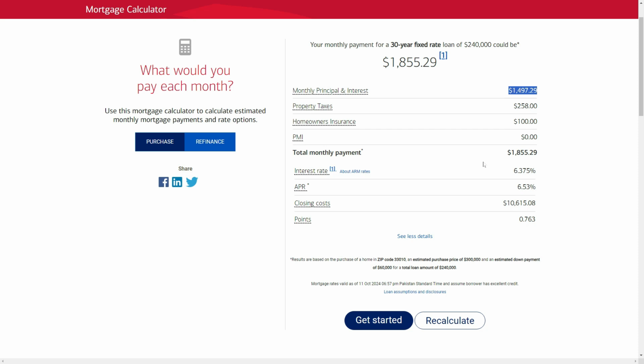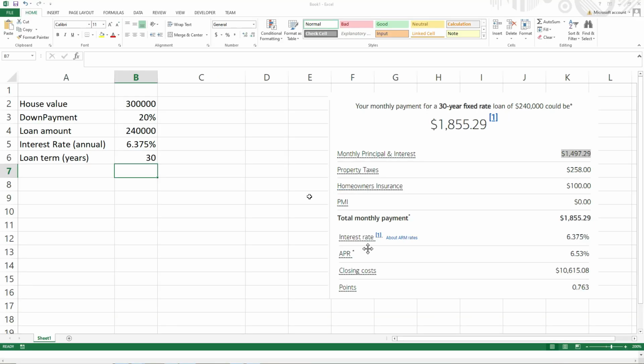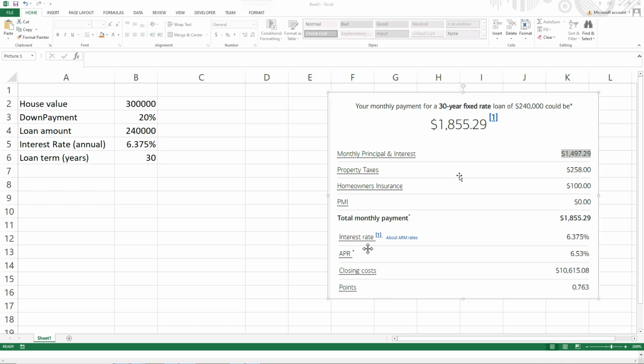Now that we have this data available, let's take a screenshot of it and open up a new Excel sheet and start calculating the payment to verify this. So I have taken a screenshot of the results that Bank of America's mortgage calculator has given us. Now before calculating the mortgage payment, we need to adjust a couple of things here.